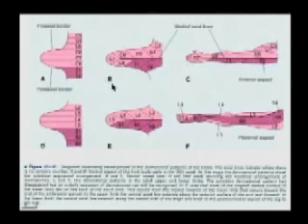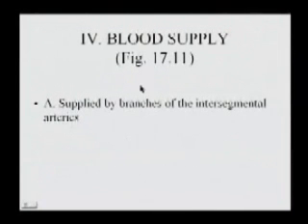So the dermatomes of the preaxial upper extremity are innervated by the spinal segments of the cervical spinal cord. So we saw that in this slide, preaxial, cervical. So now we can take a look at the blood supply. This will be from figure 17-11 in our textbook. It's supplied by branches of the intersegmental arteries.